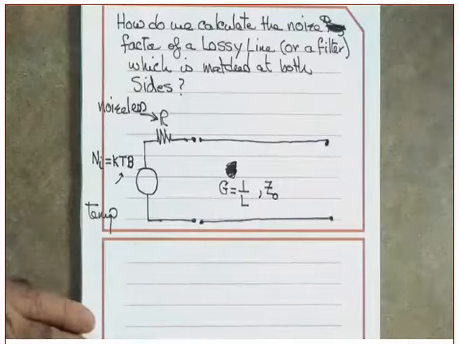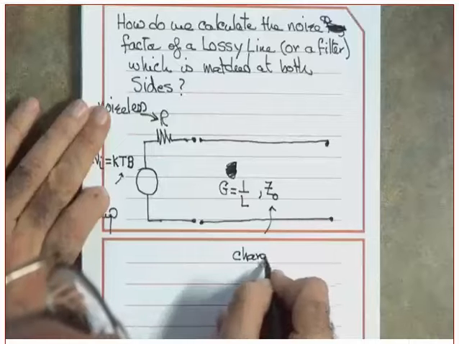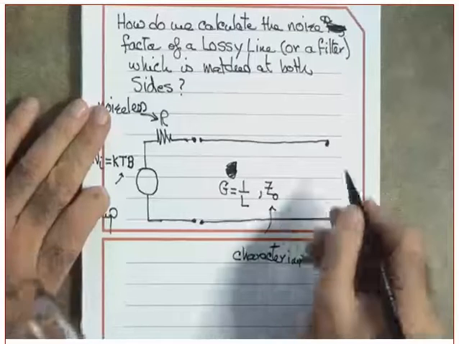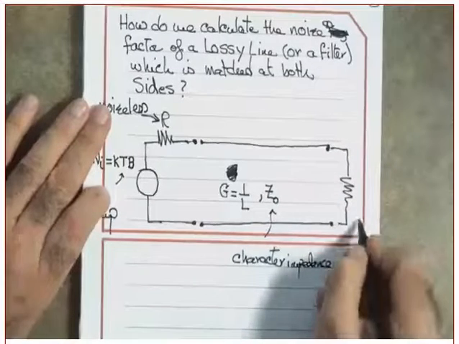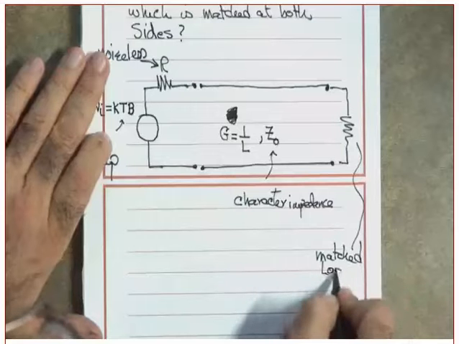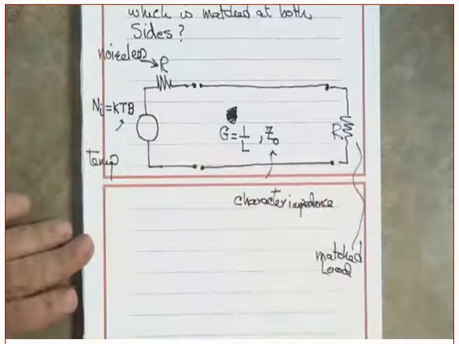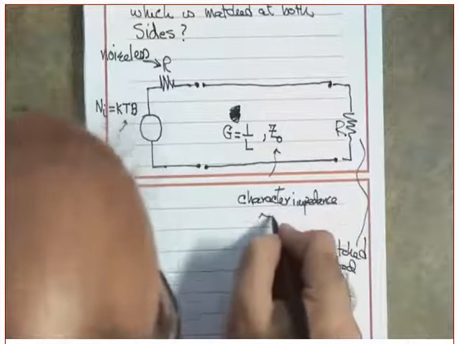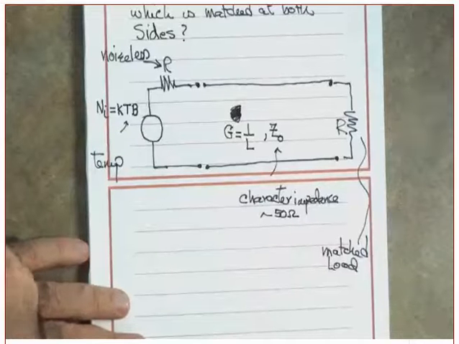Z naught, which is the characteristic impedance, and then a matched load. This is a matched load. All of them are R. Are you following me or not? Usually Z naught is what, anybody? 50. Clear? Usually 50. Clear so far?